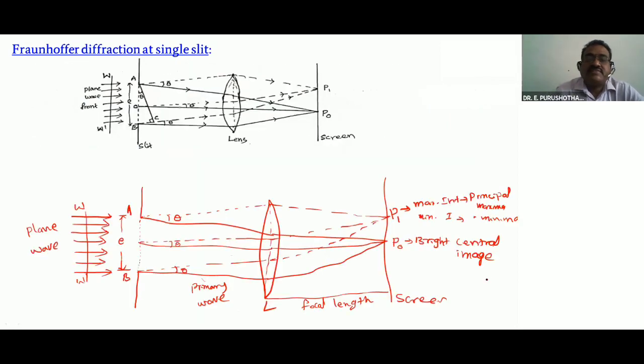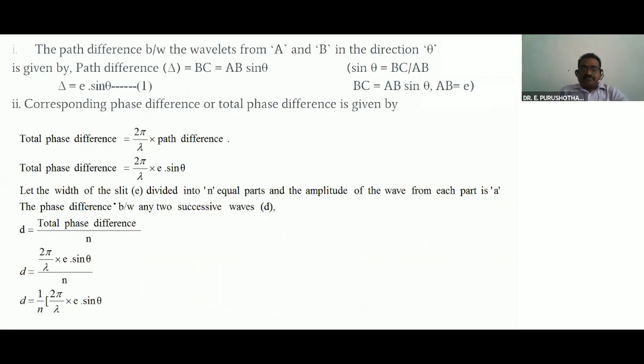You can see in this slide here. So path difference delta is equal to e sine theta, that is equation number 1. You can observe here, from the triangle ABC, sine theta is equal to BC by AB, BC is equal to AB sine theta, AB is equal to e. Just substitute here e sine theta, so we get equation 1. So path difference delta is equal to e sine theta.